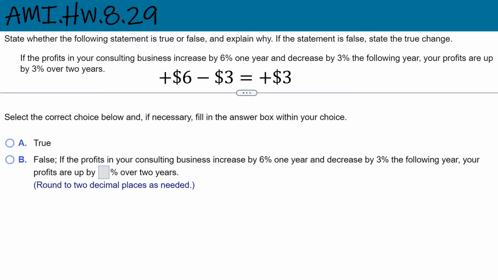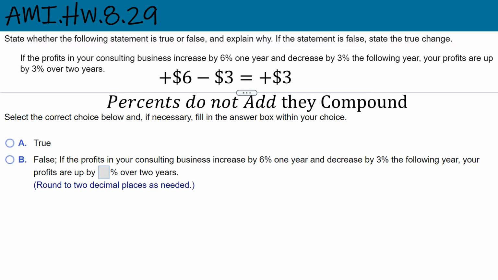And the truth is we can add money, but percents do not add or subtract. They compound because after it grows 6% in the first year, when we decrease 3%, we no longer are decreasing 3% at the same rate. So since percents compound, we do not add them together. So what we actually do is we multiply.